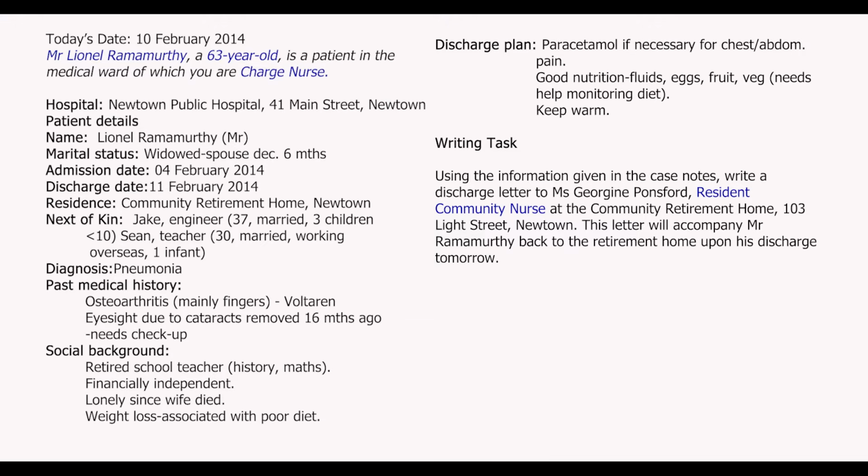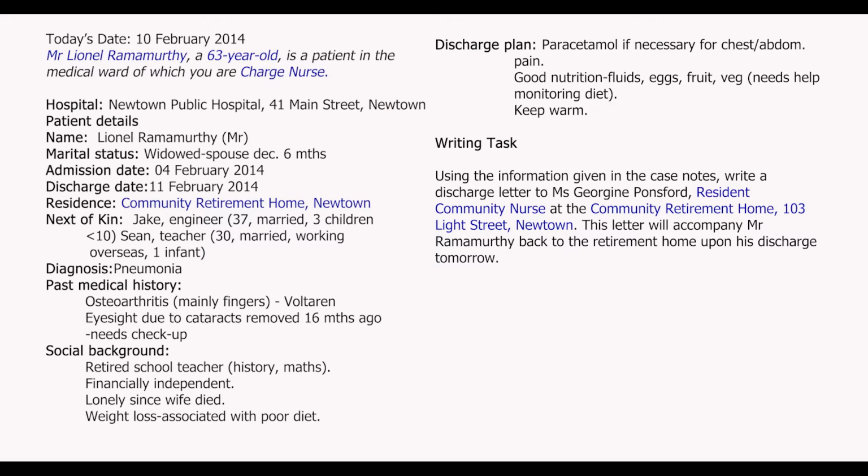The second way is to match the address of the reader with that of the patient. Here, if you check that, you can know that the reader's address is Community Retirement Home, Newtown. And if you check the patient's social background or patient's address, you can see that the patient's residence is given as Community Retirement Home, Newtown. That means both the reader and the patient stay in the same facility.